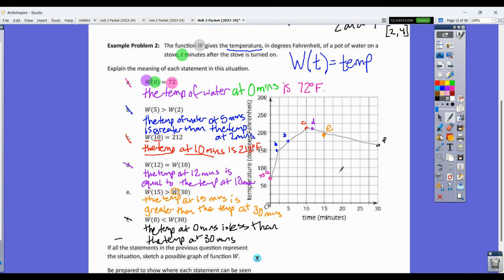Okay, so we've shown where everything goes. We've shown our sketch there, and we've gone through that. Thanks for bearing with me here.